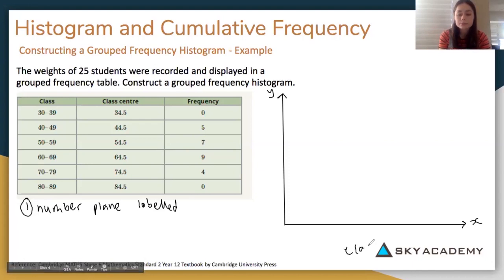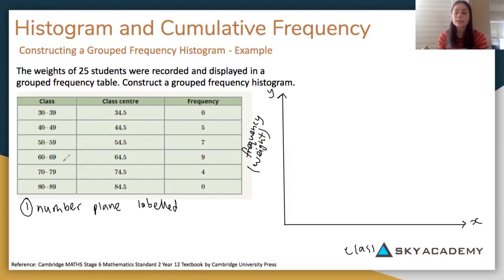And on my y-axis, if you remember, the y-axis is always the frequency. And in this case, the frequency is the number of students who weigh in that class. Because the context of this grouped frequency histogram is the weight of 25 students, this is saying that 5 students weighed between 40 to 49. 7 students weighed between 50 to 59. So that's the context that we're in.